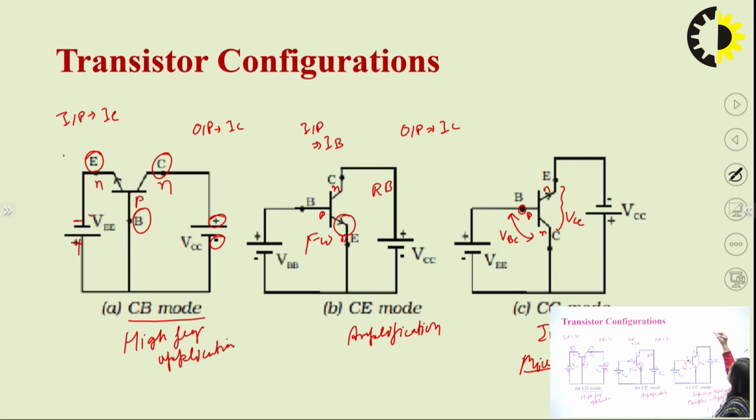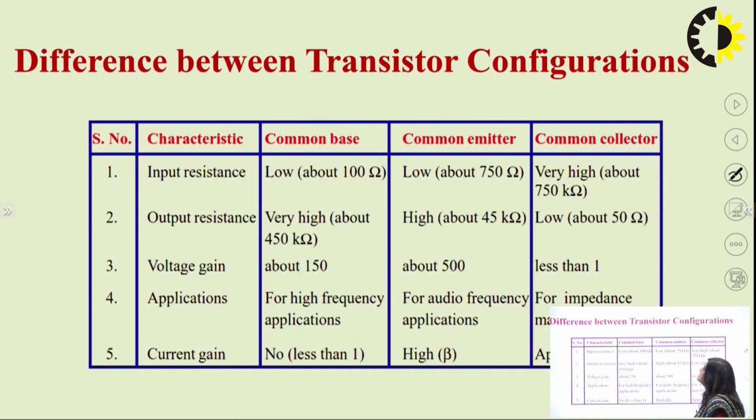And here also the output current would be equal to the emitter current, and input current would be equal to IB, the base current. And here the amplification factor is given by alpha, here the amplification factor is given by beta, and here the amplification factor is given by gamma. So these are the differences between the different types of transistor configurations, that is the common base configuration, common emitter configuration, and common collector configuration.